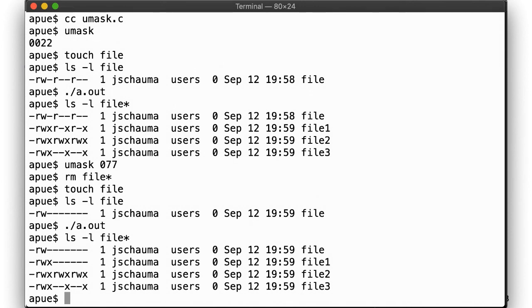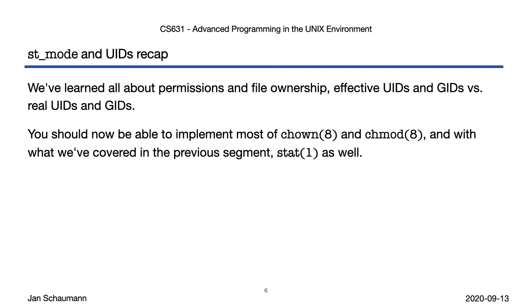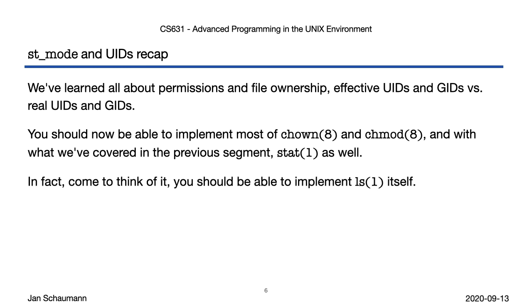Alright, we did it! We learned all about file permissions and ownerships, effective UIDs and group IDs, and changing them and how the system enforces permissions. In this short video, we discussed the umask and how it allows the user to influence the default permissions with which new files are created. With all that, you should now be able to implement most of the chown and chmod commands, as well as the stat command. In fact, come to think of it, with what we've learned so far, you should actually be able to write a version of ls that's close to the system's ls.